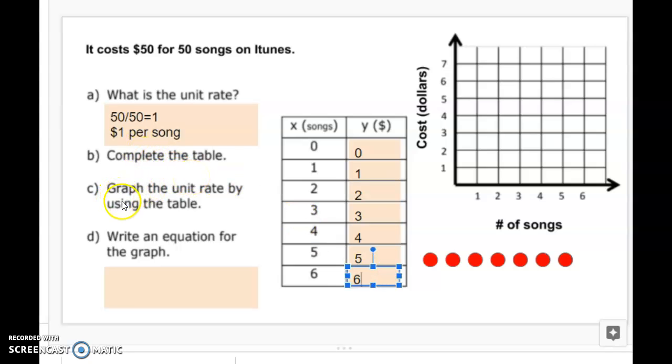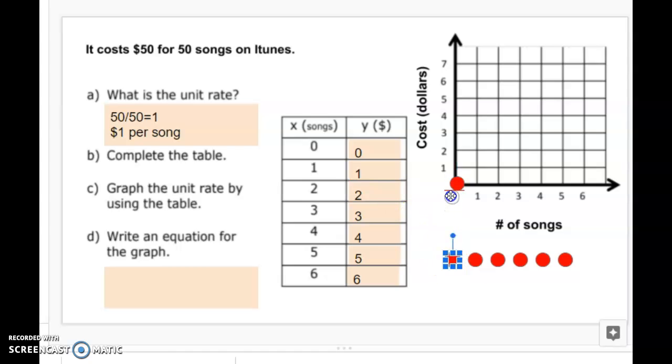Part C is asking to graph the unit rate by using the table. So as you can see, our x's are on our x-axis and our y's are on our y-axis. The x is the number of songs and the y is the cost in dollars. So 0 songs cost $0. So I'm going to drag this to the origin, 0, 0.